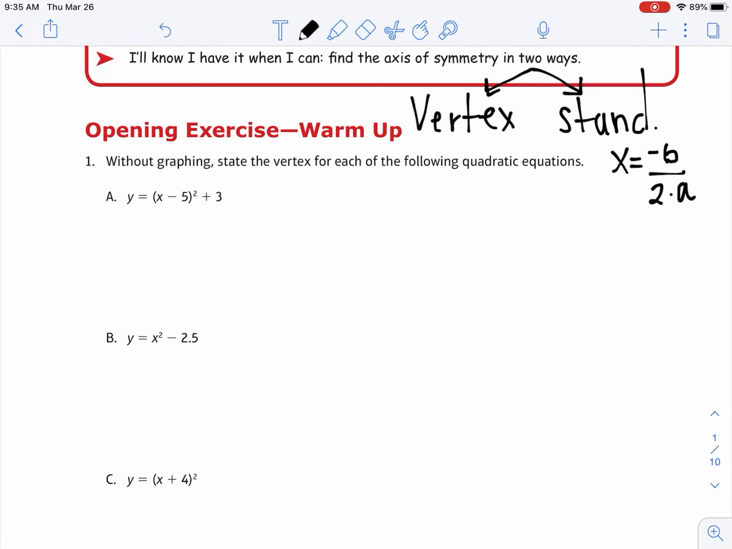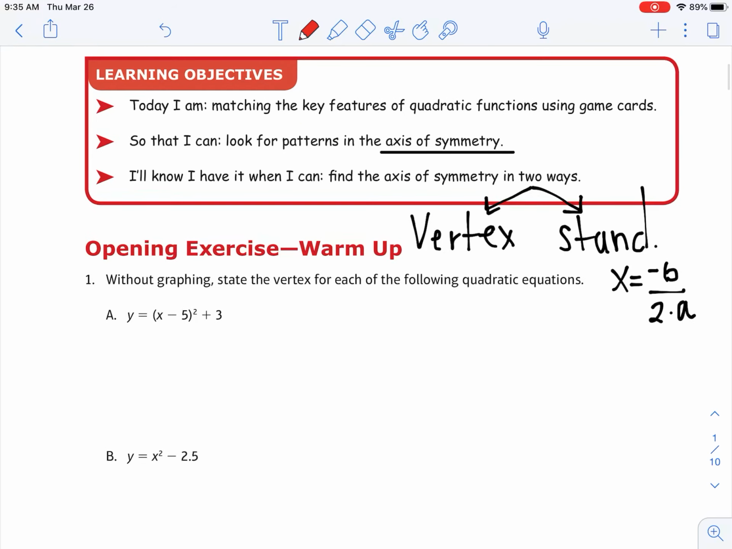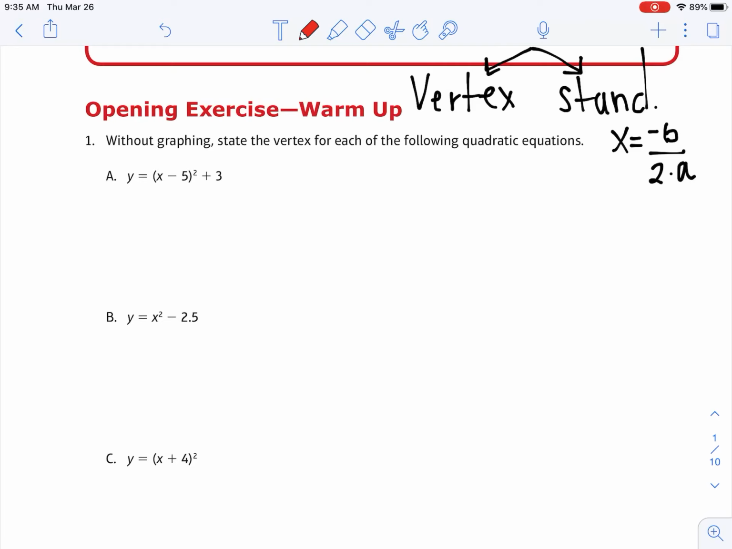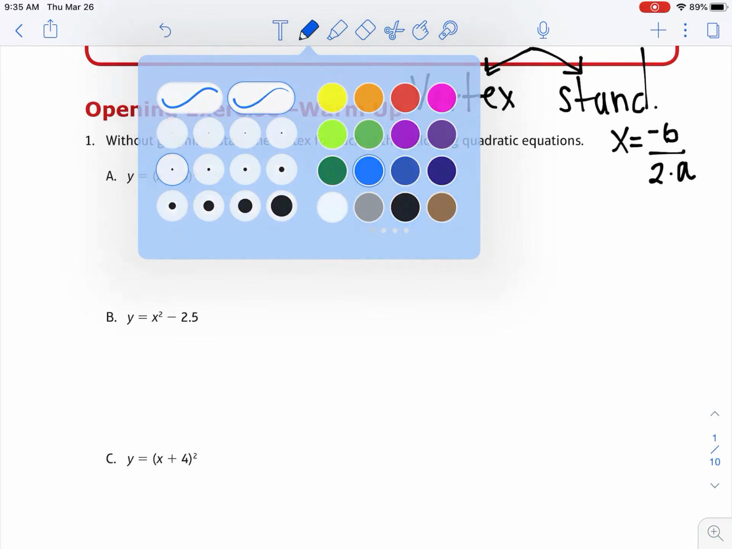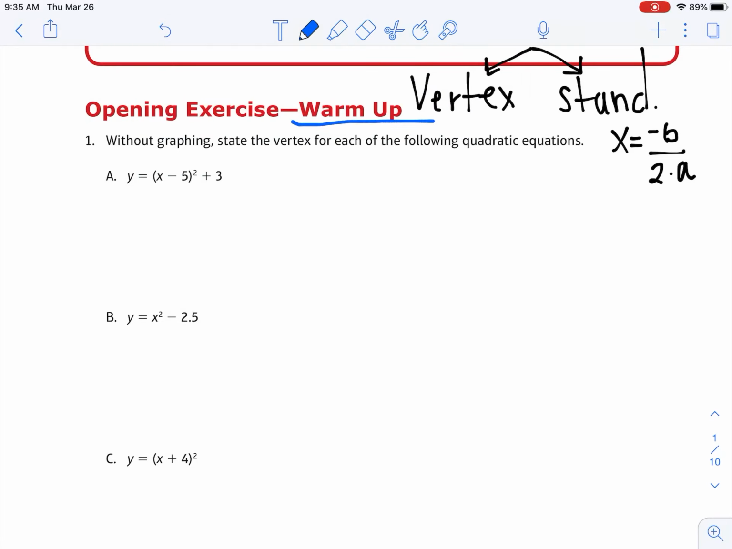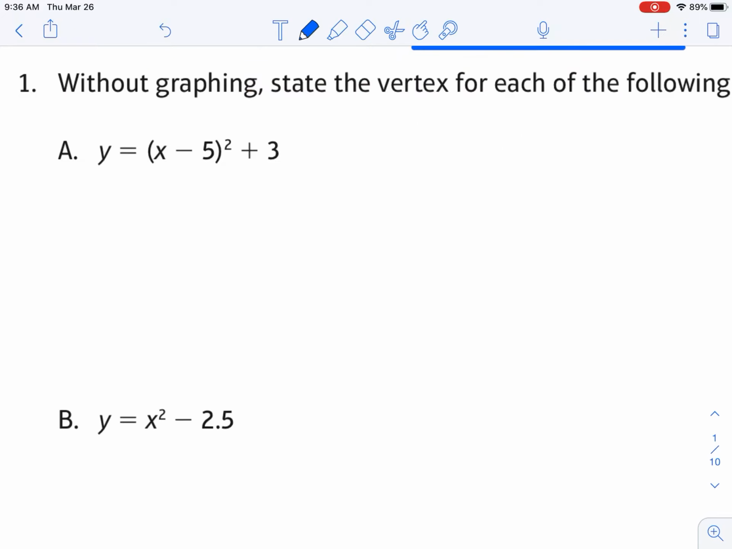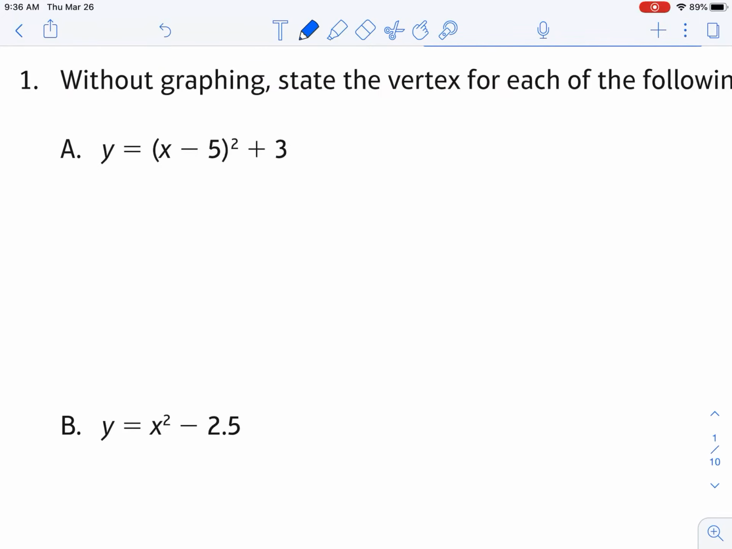You should be able to identify the axis of symmetry from vertex form already, since we've covered that quite a bit. Now we're just venturing out to what standard form looks like. Okay, so if you want to pause for a minute, this is your warm-up. This is something you should be able to do from vertex form. Go ahead and pause and then come back to me. Okay, so you've paused. Now you're checking your answers, I'm sure. Without graphing, state the vertex for each of the following quadratic equations. Again, this is in vertex form.